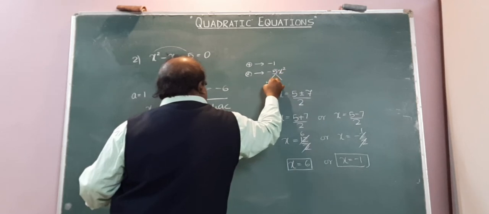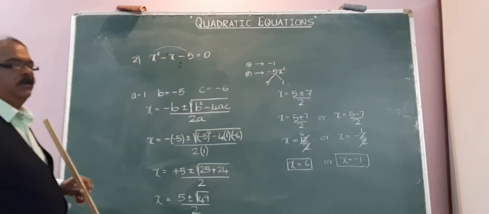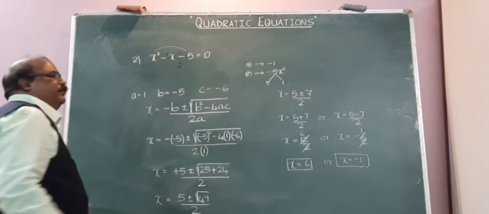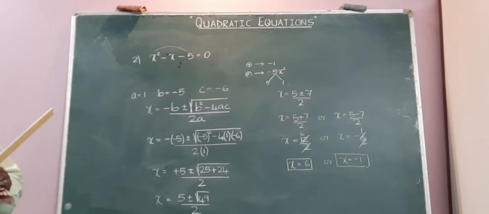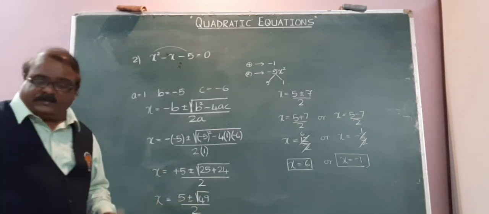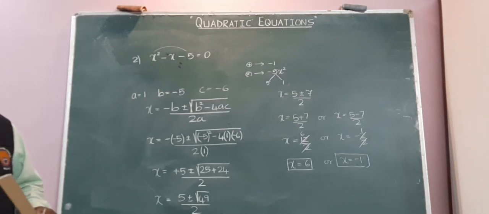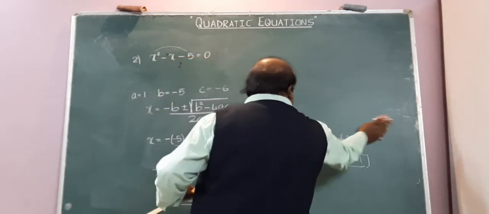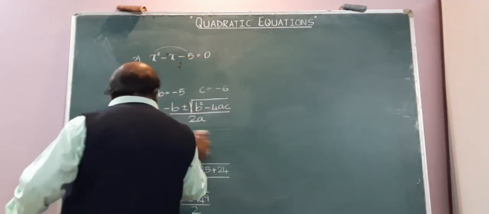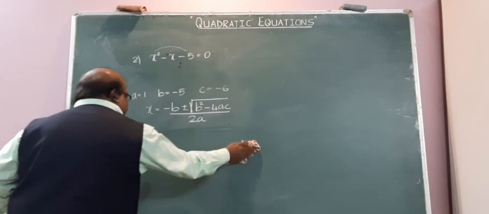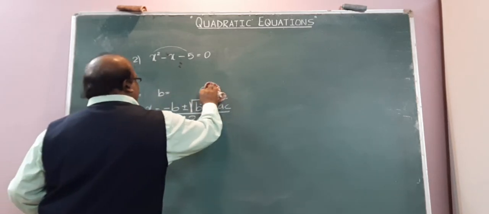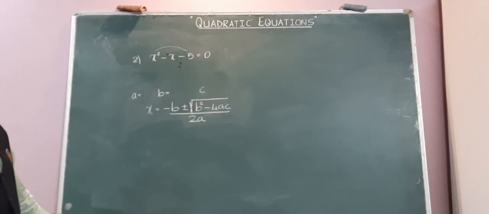So factors of 5 are 5 and 1. But whether I take the sum or difference, I am not getting minus 1. Hence I cannot solve it by the method of factorization. Hence I am forced to use the formula method. Which method am I going to use? Formula method. Formula method is useful because I will be able to find out the roots even if the roots are irrational or even if the roots are imaginary or complex. Whatever may be the type of roots, I will be able to find the roots using the formula method.